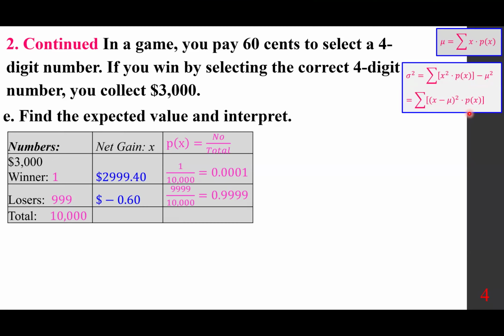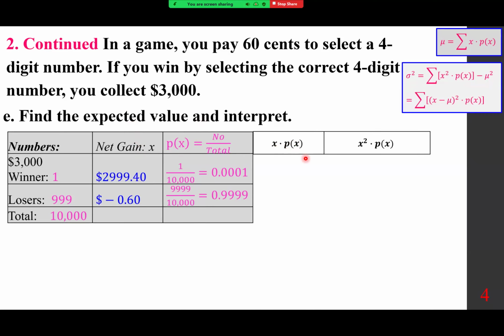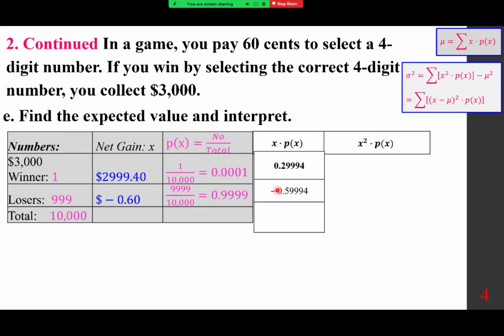So to calculate this, we are going to go with this table and multiply this one by this one. Therefore, we are going to create x times p of x. And later on, we're going to use this format. Therefore, we're going to need x squared p of x. So what happens here? X p of x, multiply these two numbers, put it here. Multiply these two numbers, including the sign, put it here. So when we multiply these two, we get 0.29994. When we multiply these two, we get negative 0.59994. We are going to add them up, and that becomes mu. When you add up these two numbers, you get negative 0.3. So that is the expected value. So mu, or summation of x p of x, is negative 0.3. So meaning 30 cents in essence.